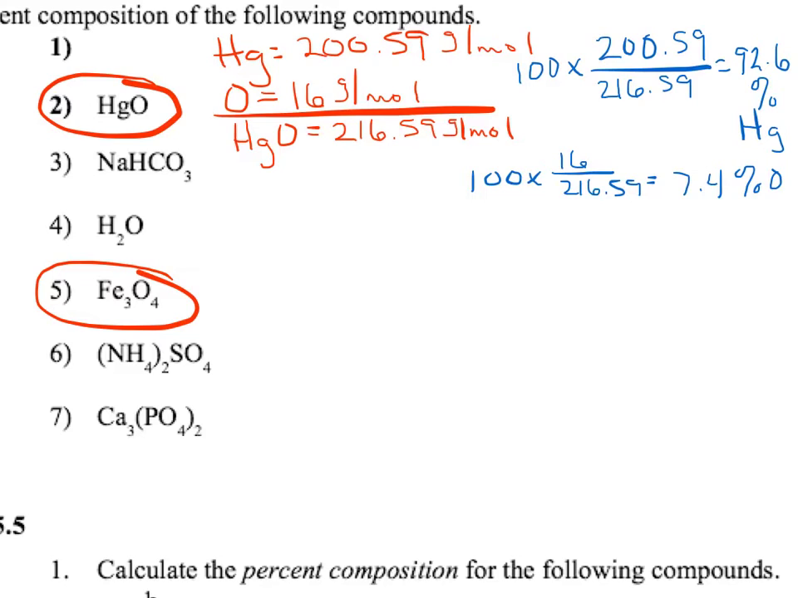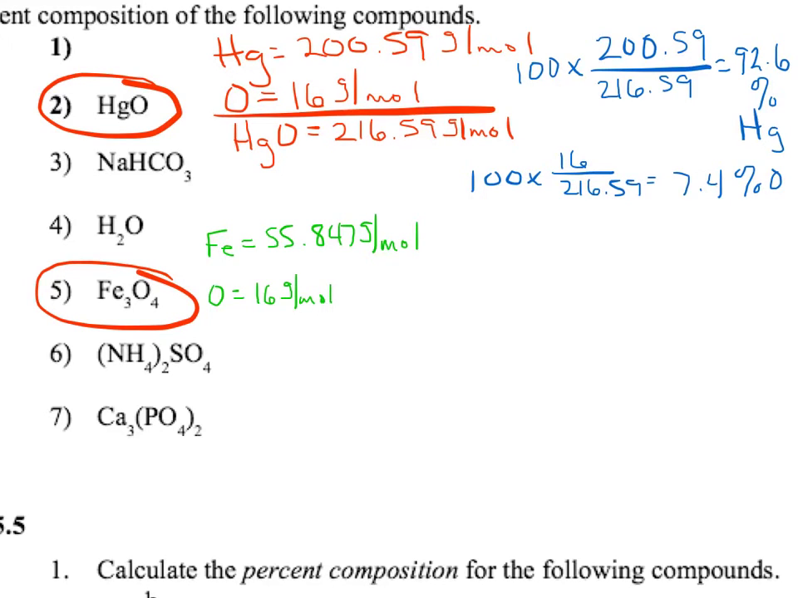The second one here is a little bit tougher. If we look at the iron oxide question, we have 3 irons and 4 oxygens. We'll start the same way. Iron has a molar mass of 55.847 grams per mole. And oxygen has a molar mass, again, of 16 grams per mole.